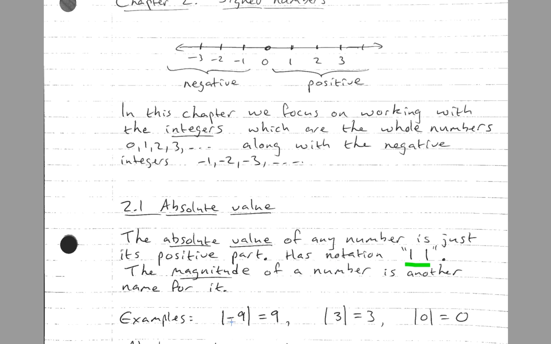So the absolute value of negative 9 is 9. The absolute value of 3 is 3. The absolute value of 0 is 0. Alright, so just remember, the absolute value always comes out, the smallest it can be is 0. It is positive for any positive numbers.